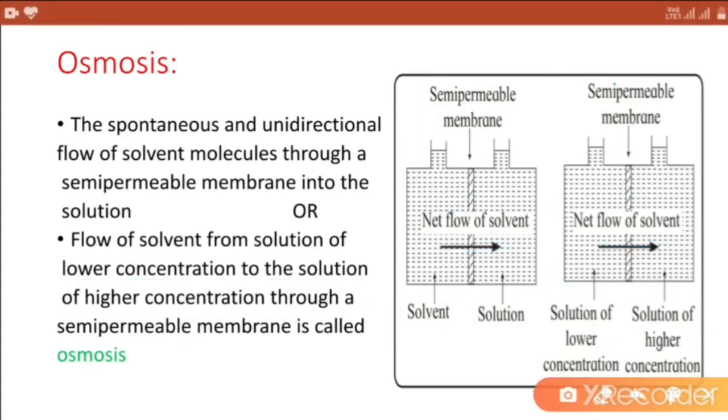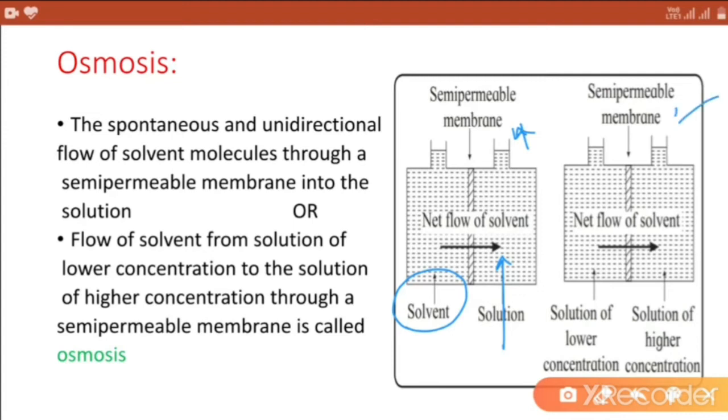The net result of osmosis: the liquid level in the solution side increases, and the liquid level in the solvent side decreases, because solvent molecules flow from solvent side to solution side through the semi-permeable membrane.